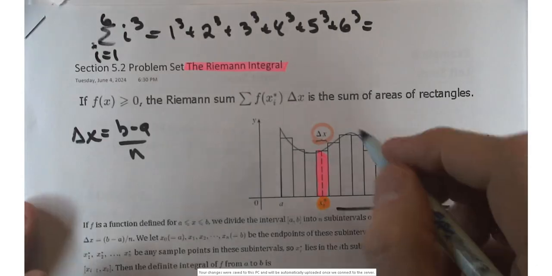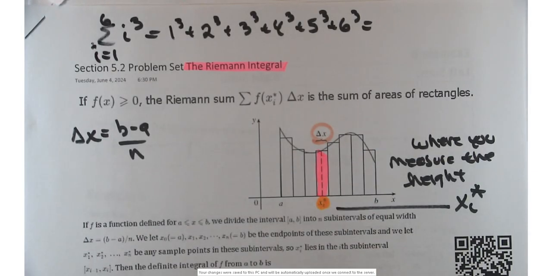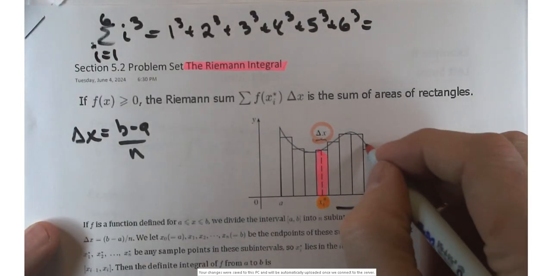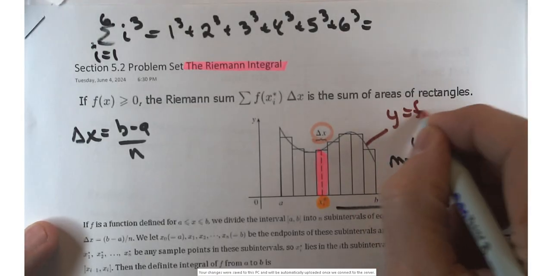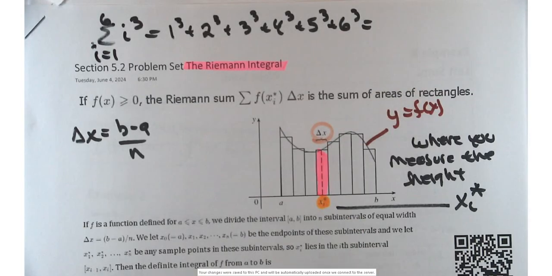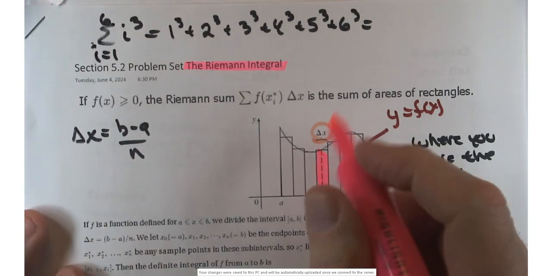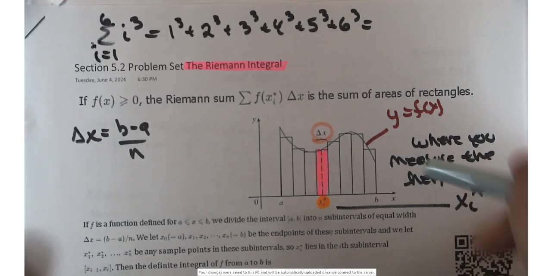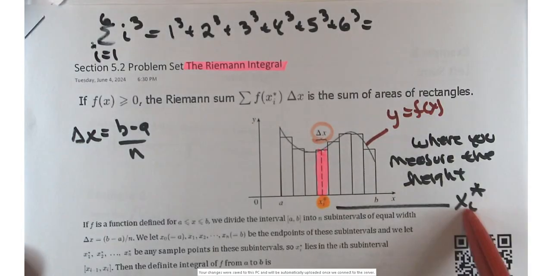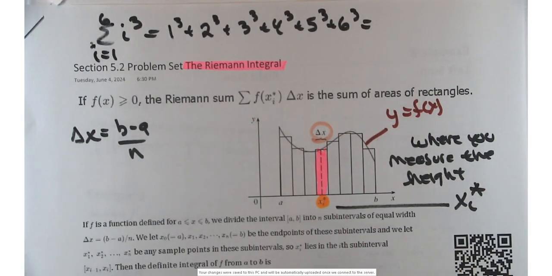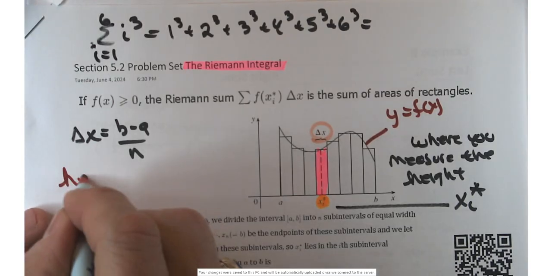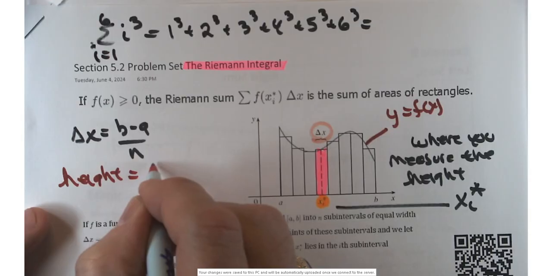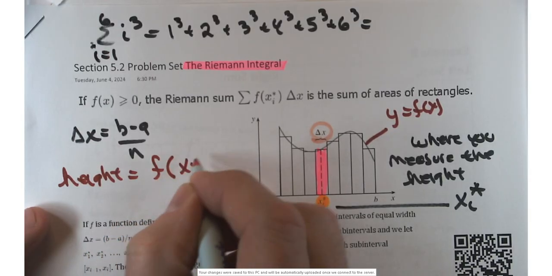But the question is, what is the height? So this curve here is some function y equals f of x. If I want to know the height of the rectangle at that particular point, then how would I find that height? That's your y variable. So to get the y variable, I'm going to plug x sub i star into the function. So the height is f of x sub i star.